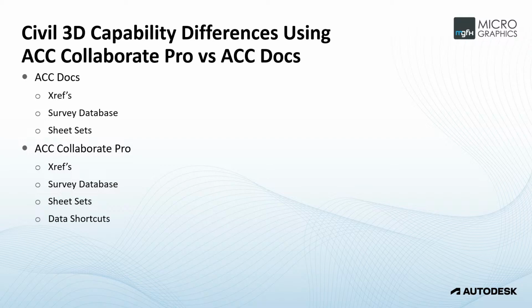It revolves around permission structures, and we'll have a look at that as well. But that's possible if you just have ACC Docs. You'll see that it's common to ACC Collaborate Pro. XREF, survey database, sheet sets, they're common to both packages. What's different in ACC Collaborate Pro is the data shortcuts. And data shortcuts, if you work in a multiple user environment, we call it a co-authoring environment, that's the technical term, will enable you to use data shortcuts.